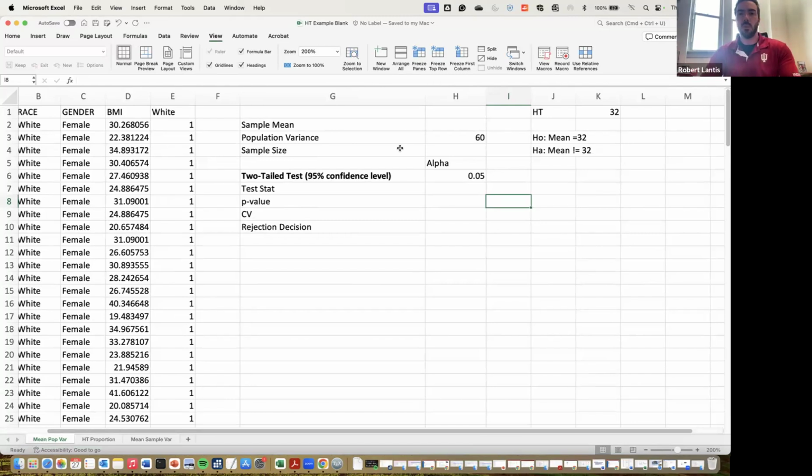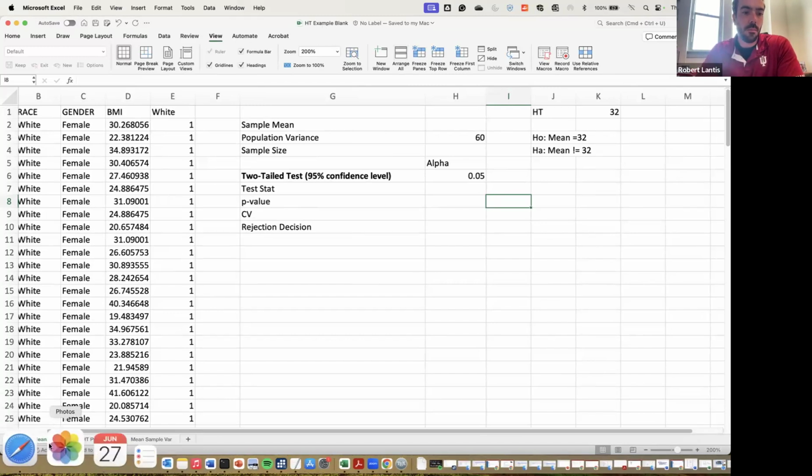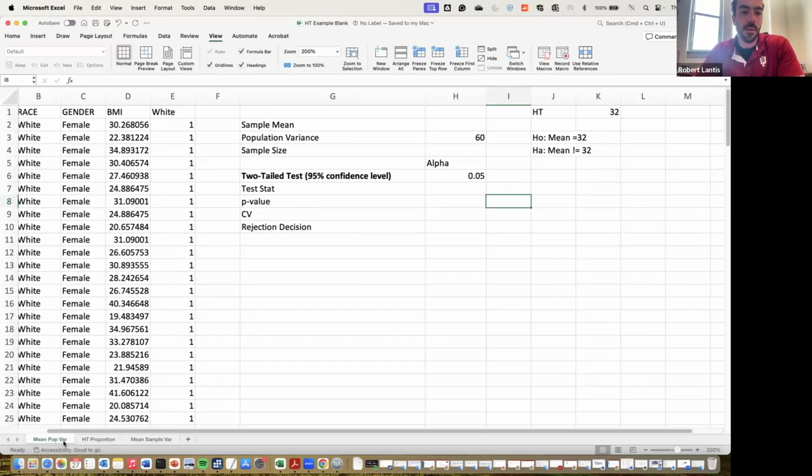So the very first one, I'm looking at this HT example blank file. I'll go to the mean pop var. Hopefully this makes a little more sense as we work through it, why I called it this. That worksheet, that first one. So this is going to be a situation where we want to do some hypothesis testing. We somehow know the population variance, even though we don't know the population mean. I said these are not the most likely scenarios, but we've got to walk before we can run.